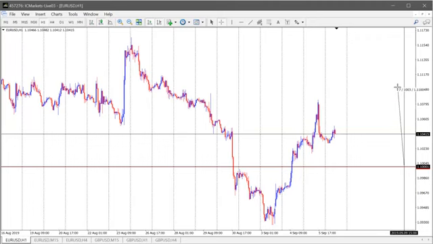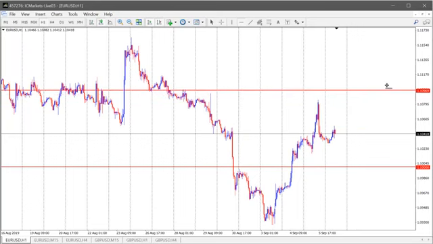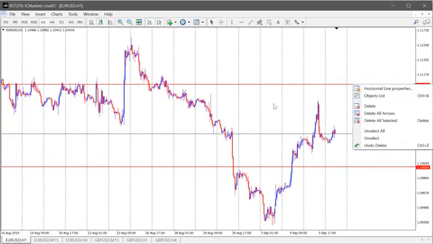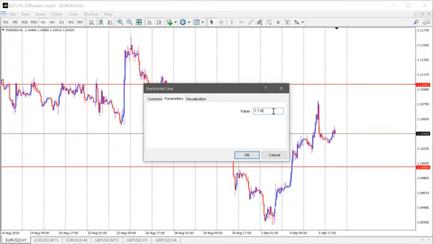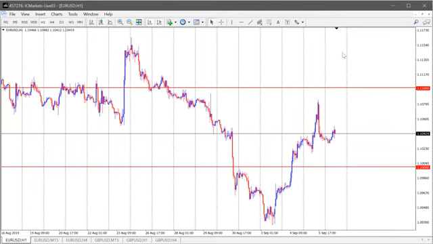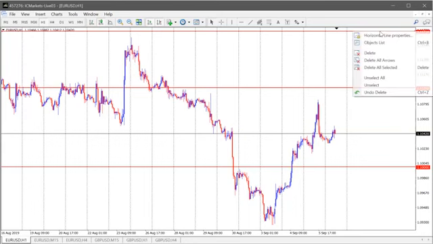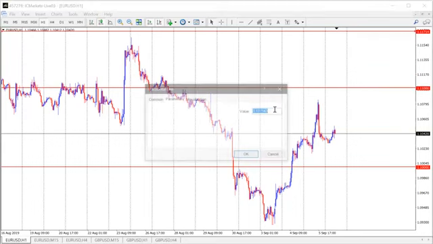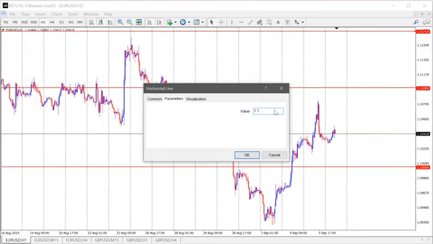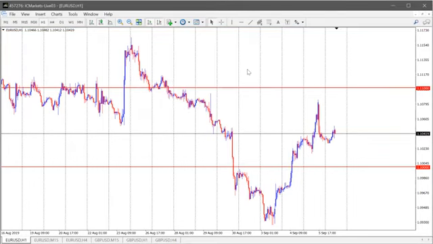So the next psychological level would be 1.1100, right? You just take it right here, 1.11. Once you get here, go to properties and change it manually to 1.1100. You click on it, then you untoggle that rectangular box. That's how you just continue doing it on and on. So the next one will be 1.12, like that. You can go to a higher timeframe so you can see it more simply.